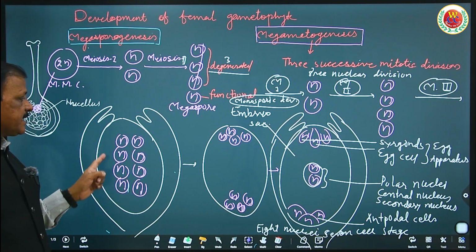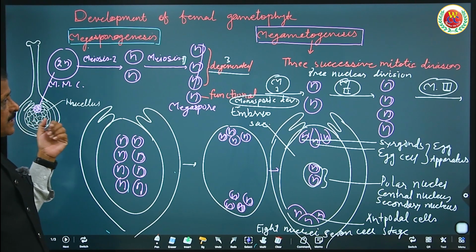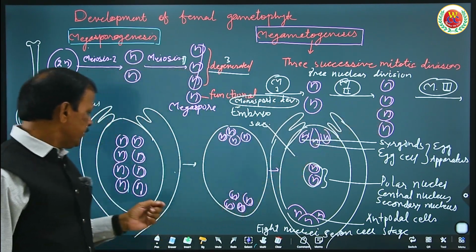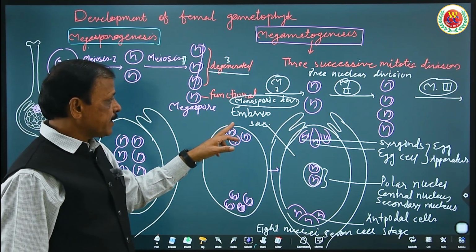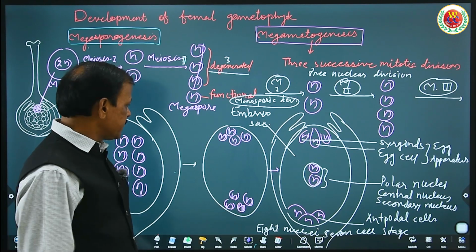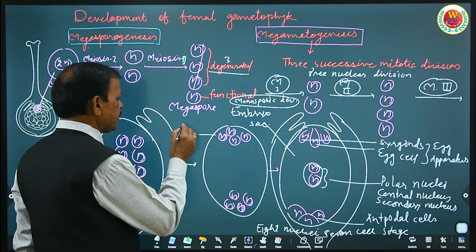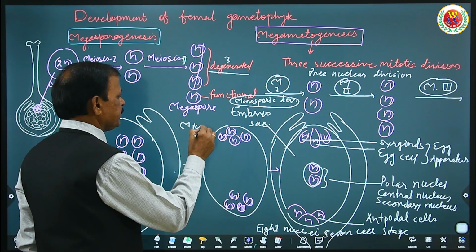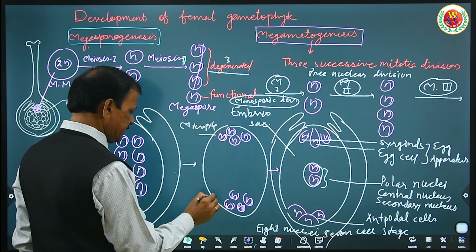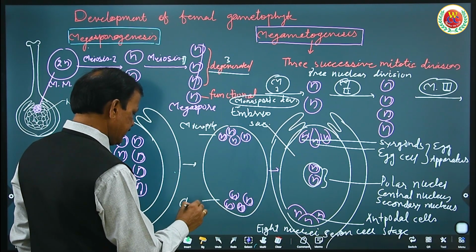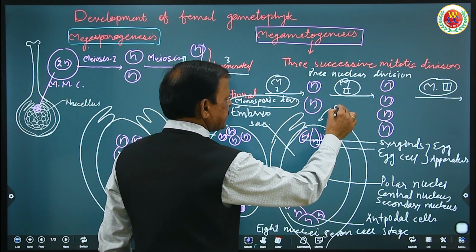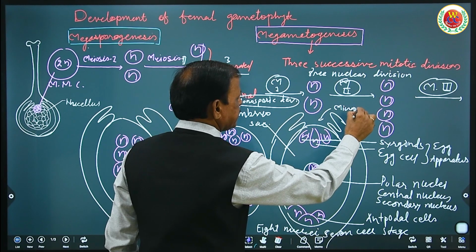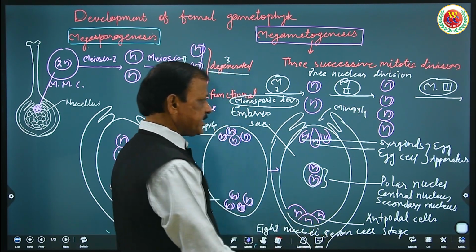So here these are the 8 cells which are produced in the nucellus by the process of megagametogenesis. Out of these 8, 4 move to one pole, that is towards the micropylar end, and 4 move to the chalazal end. So this is the micropylar end, and this is the chalazal end. As you know, this area is called micropyle and this area is called chalaza.